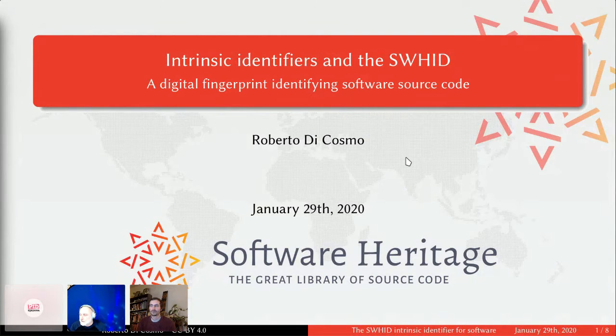So today I'm going to try to introduce you to the notion of intrinsic identifiers, and in particular, a kind of intrinsic identifier, the Software Heritage identifiers, which are extremely useful and used for software, in particular software source code. I have already uploaded in the chat a link to the full slides if you want to download them, so you have everything set.